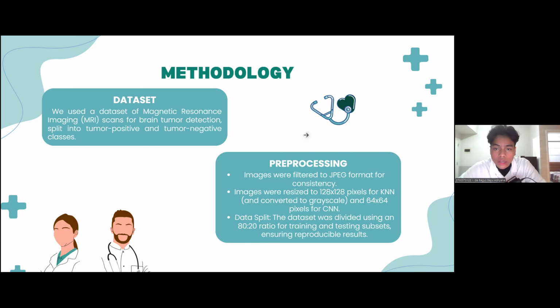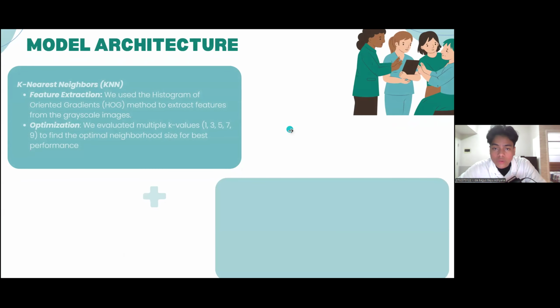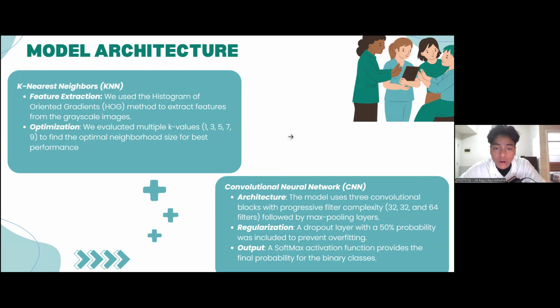So regarding our implementation, this is our architecture. For our KNN, we used an implementation of histogram of oriented gradients, otherwise known as HOG, to extract features from the grayscale images. We tested multiple K values from 1 to 9 to find the most accurate neighborhood size. Our CNN is a sequential model with 3 convolutional blocks, each followed by a max pooling layer to reduce dimensionality. We also used a dropout layer to prevent overfitting and a softmax activation function for the final binary classification. And moving on, the results will be explained by my partner Nicholas.